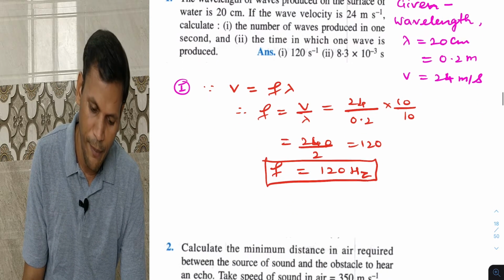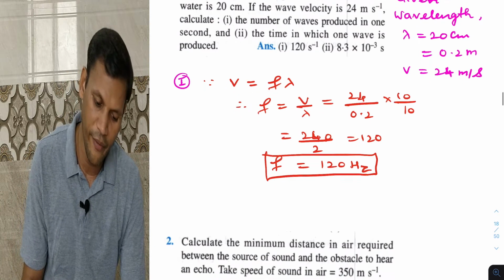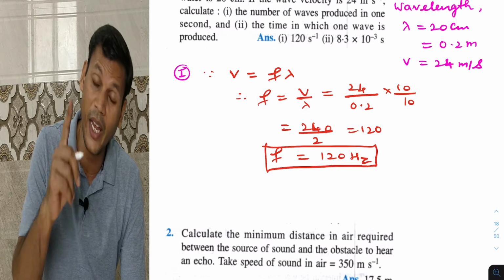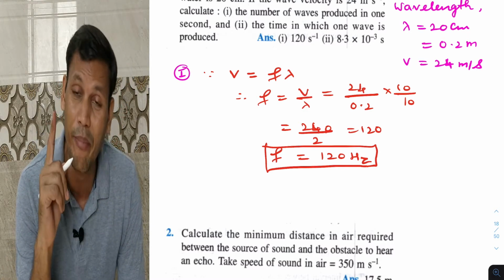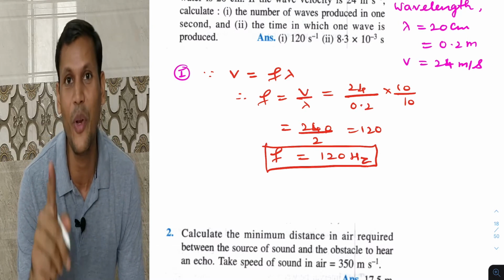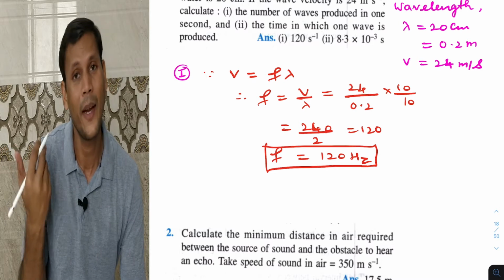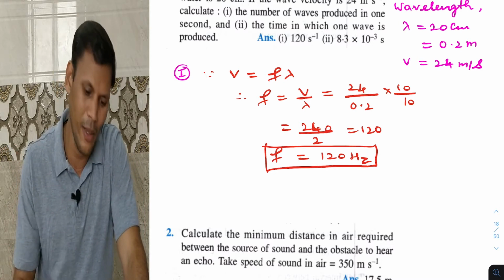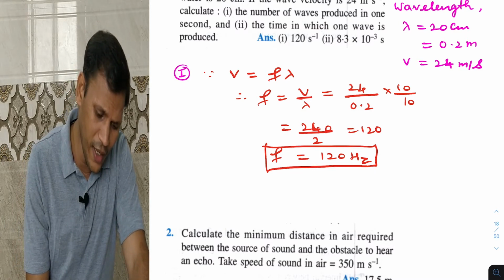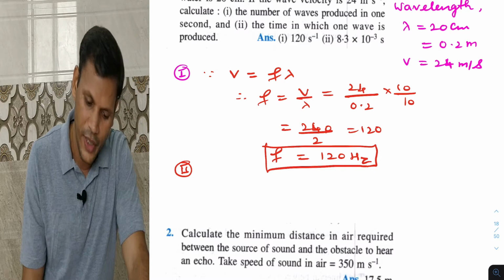Now in B part, second part, we have to calculate the time in which one wave is produced. Time in which one wave is produced, that is called the time period. So we have to calculate time period, and time period is reciprocal of the frequency. So 1 upon frequency will be time period. So in the second part we have to calculate time period.